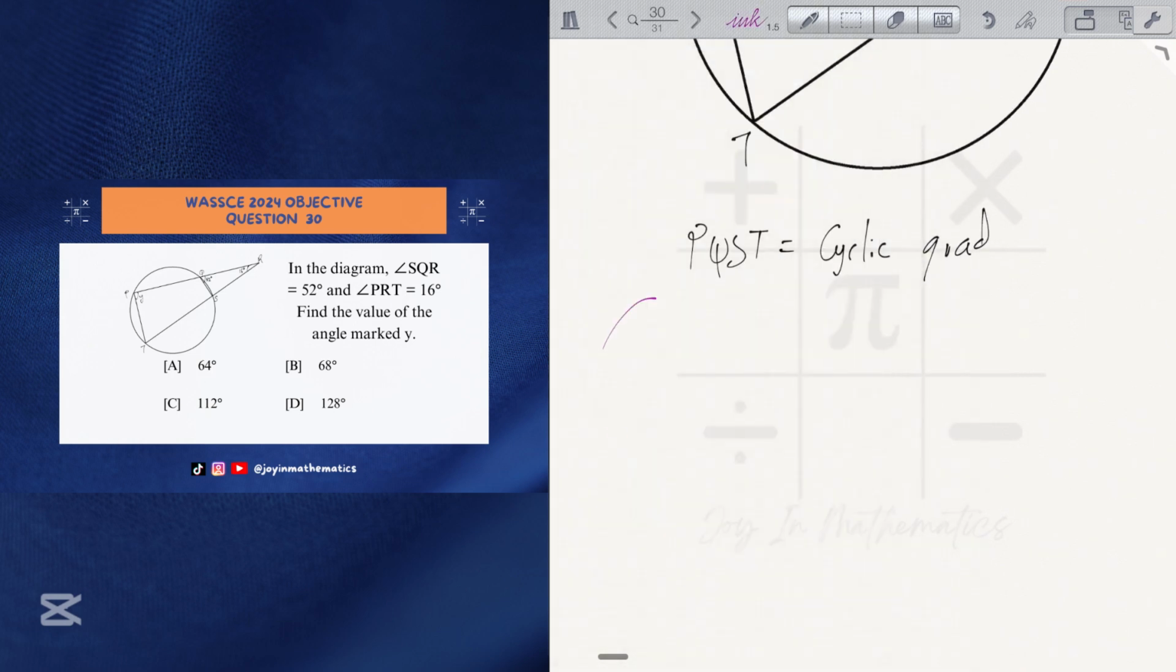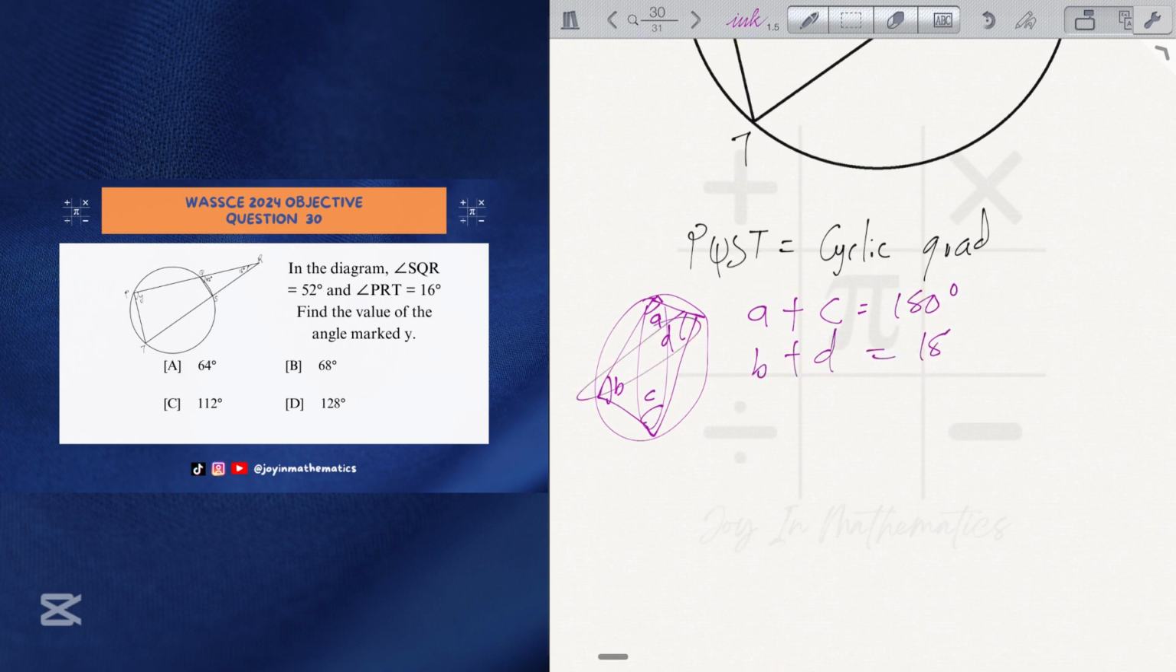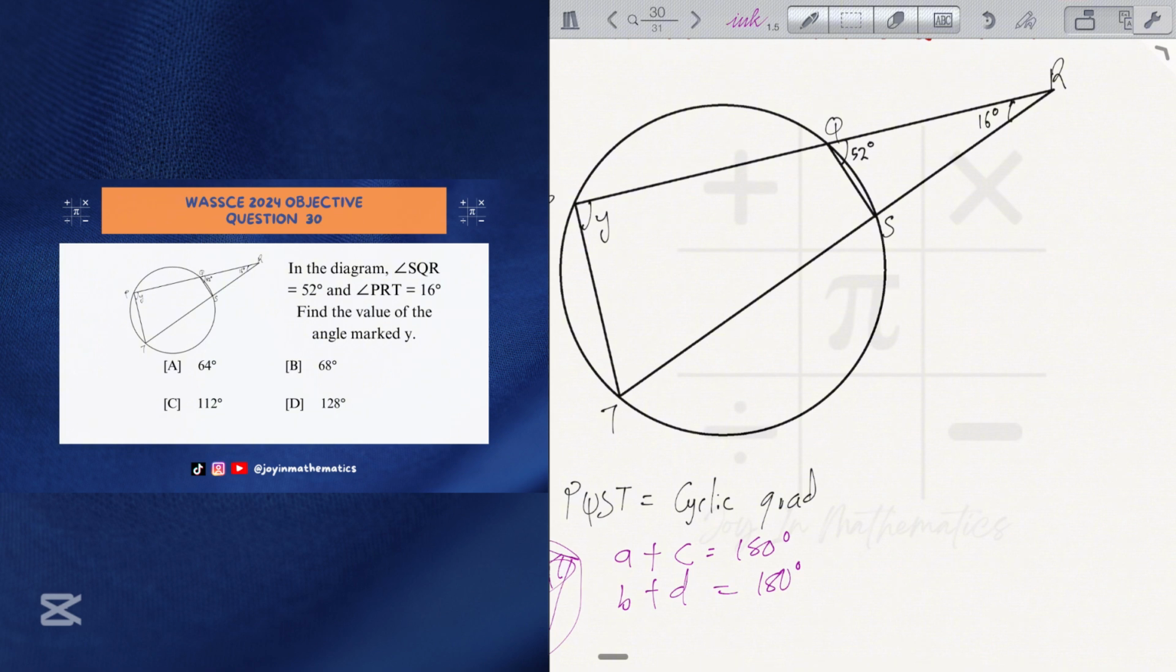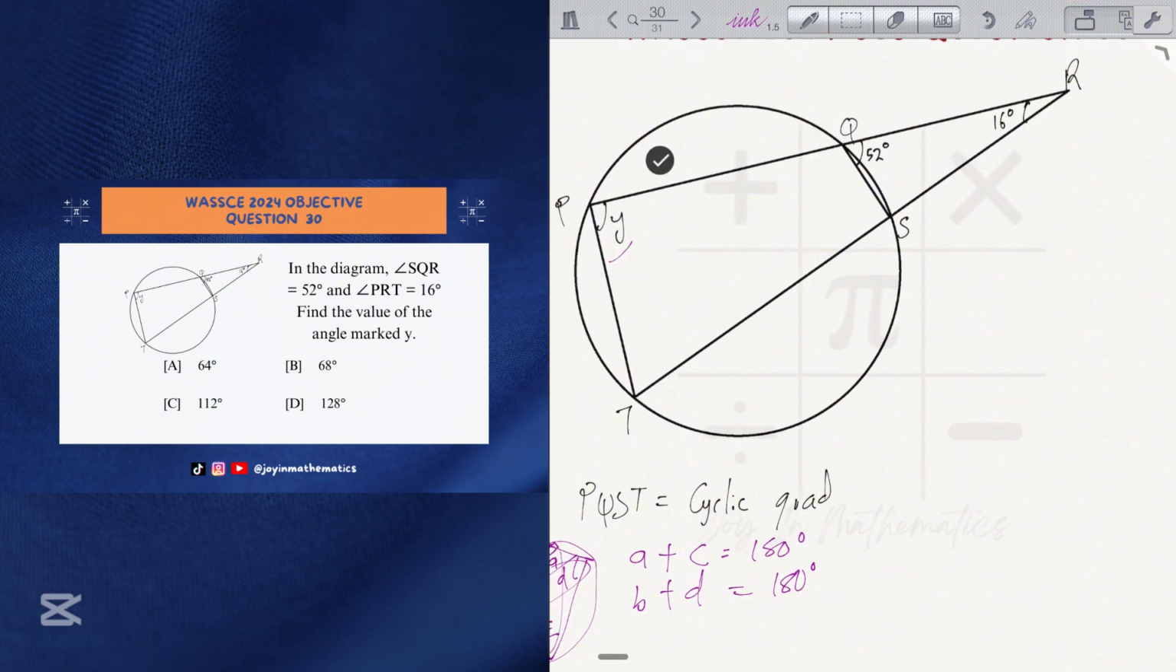So if we have a circle and we have a quadrilateral right inside of it with angles A, B, C, and D, we can say that the opposite angles of the cyclic quadrilateral are 180 degrees. So we are saying A plus C, their opposites, is equal to 180 degrees, and B plus D is equal to 180 degrees. Cyclic quadrilateral. Now, the opposite angle to Y in this case is equal to this angle. Let's call it angle P, or rather angle A.